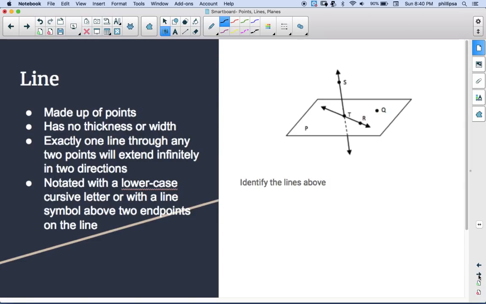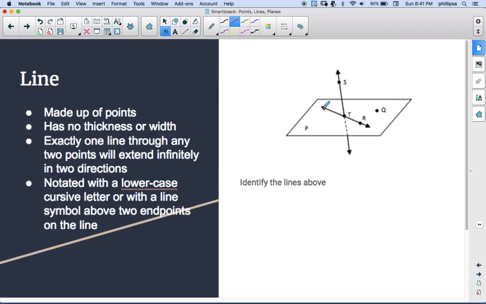Next, we're going to start talking about a line. A line is made up of points. It has no thickness or width. There's exactly one line through any 2 points, and it will extend infinitely in 2 directions. It's notated with a lowercase cursive letter, or, more commonly, with the 2 endpoints with a line symbol on top. I have 2 lines on this diagram that we have here.